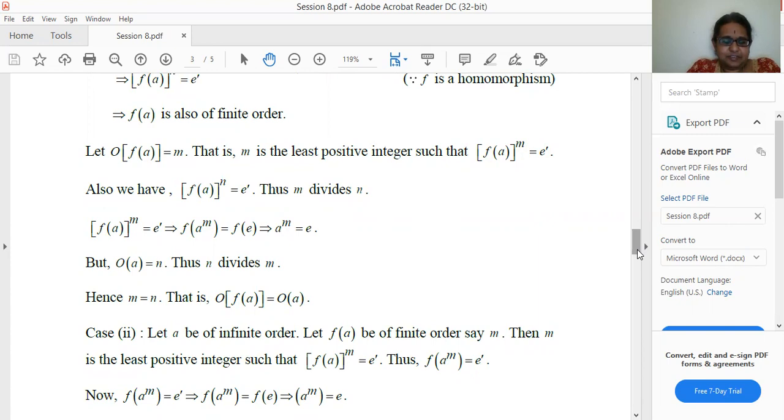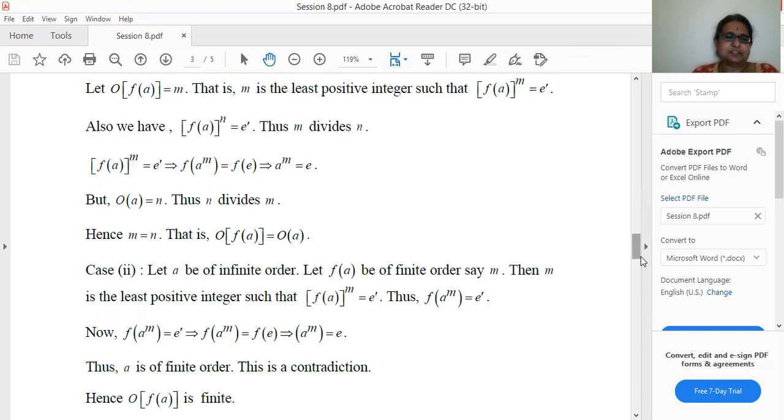f of a power m is equal to e dash implies f of a power m is equal to f of e, because f of e is e dash. Or from this we can say that a power m is equal to e. a power m is equal to e is the definition for order of an element. When a power m is equal to e, it implies a is of order m, and we have taken m to be finite. But in the beginning of this case, we have assumed a to be of infinite order. So this is a contradiction. Hence, order of f of a is finite.